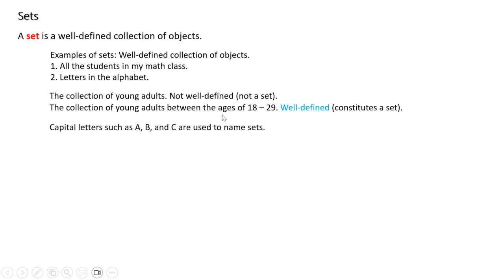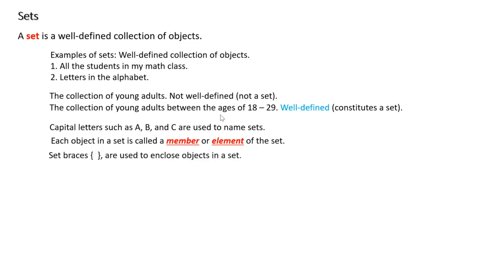Now, capital letters such as A, B, and C, and so forth are used to name sets. Each object in the set is called a member or element of the set. For example, the set braces are used to enclose objects in a set. Here we go. This is the example. This means set A is equal to the elements 3, 4, and 5.